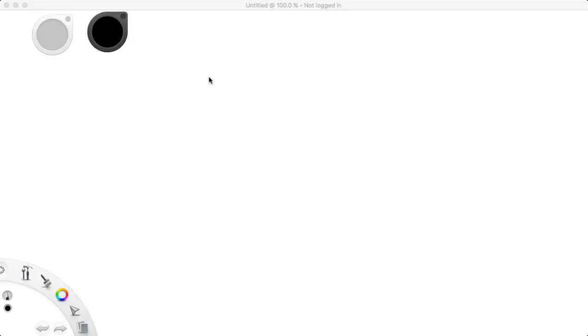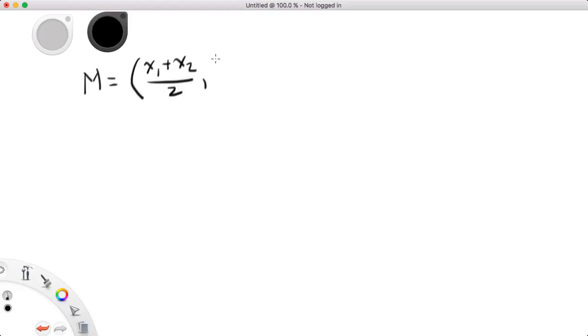Okay, so what we want to do now is look at some examples of using the midpoint formula. Now, the midpoint formula is kind of a funny formula because it looks really, really complicated. Our midpoint formula says that M equals x sub 1 plus x sub 2 over 2, comma, y sub 1 plus y sub 2 over 2. Okay? It looks really complicated.